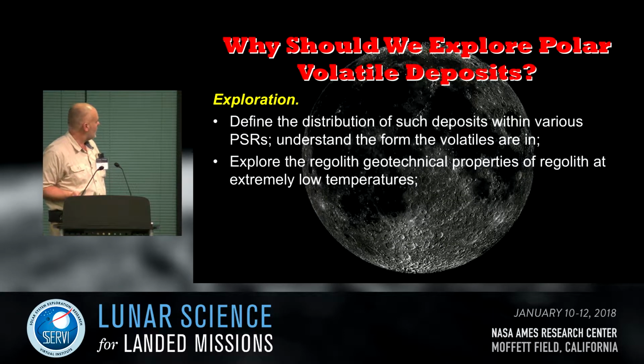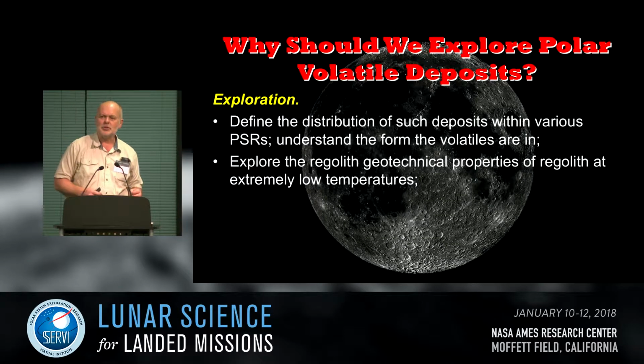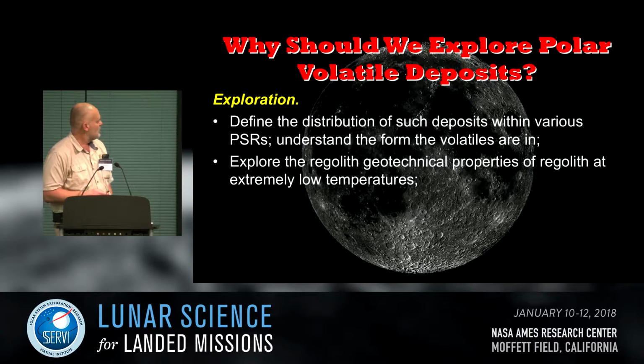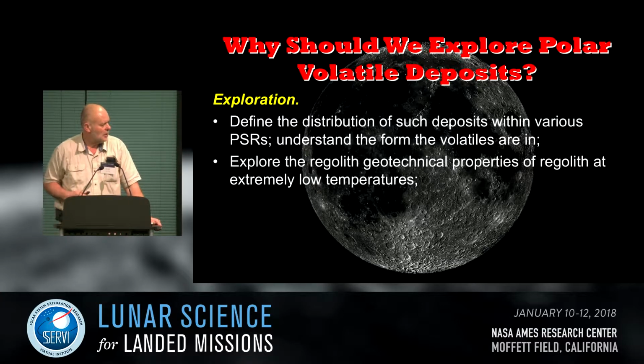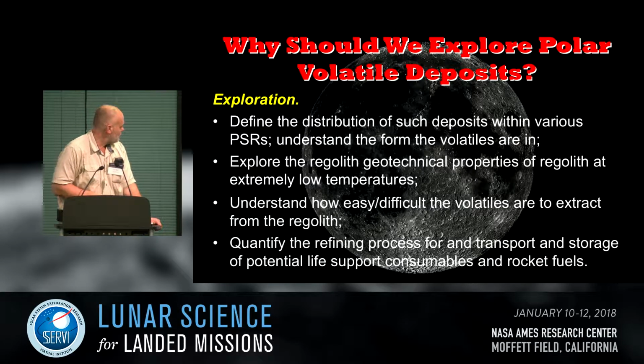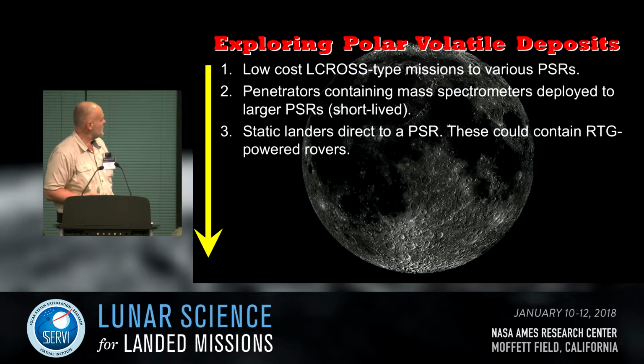In terms of exploration, we want to define the distribution of such deposits within the various PSRs and understand the form that these volatiles are in. We want to explore the regolith geotechnical properties because we want to extract these. We want to get them out, and can we actually do that given the extremely low temperatures? And then quantifying how to process these materials, transport, store, and then use potential life support and rocket fuel consumables is also part and parcel of the data that are going to be needed in order to use these particular deposits.